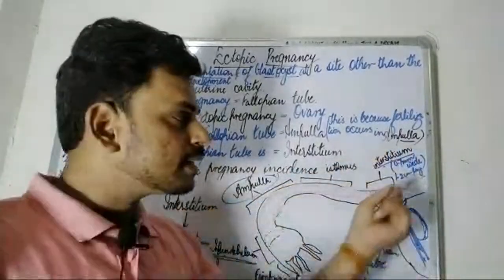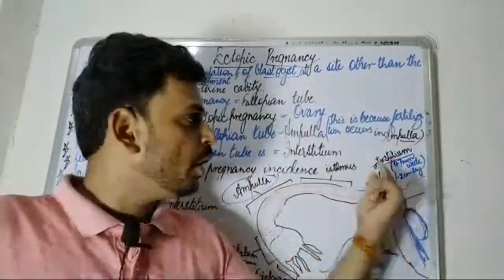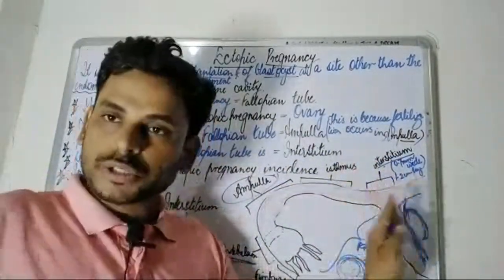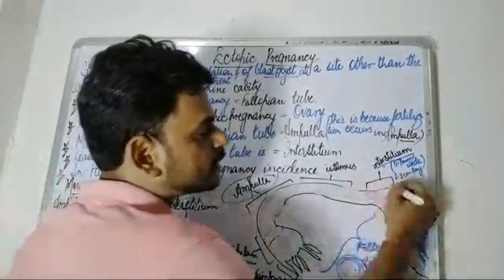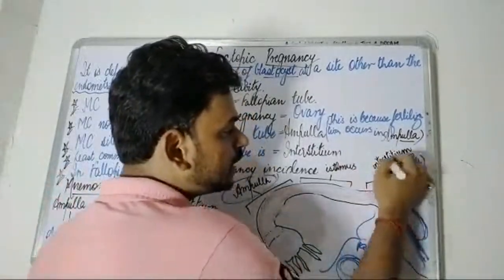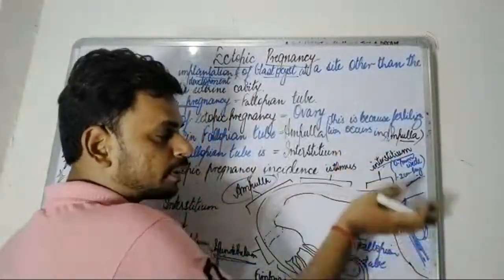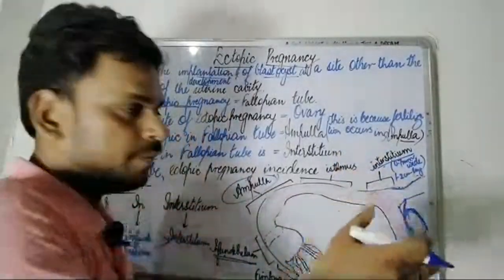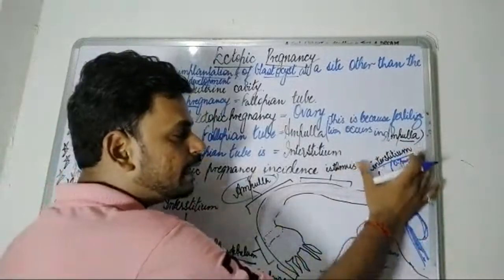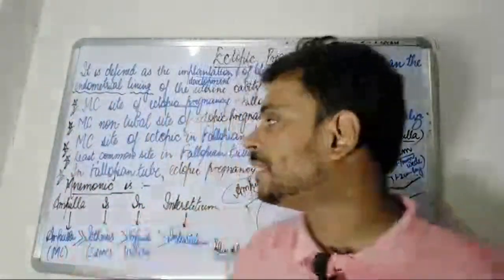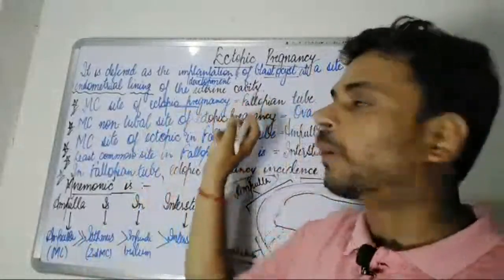This interstitium is 0.7 mm wide and 1 to 2 centimeters long, and its course is quite tortuous because it lies proximal to the uterine cavity. So this is the interstitium. The most common site where ectopic pregnancy is seen is the fallopian tube.